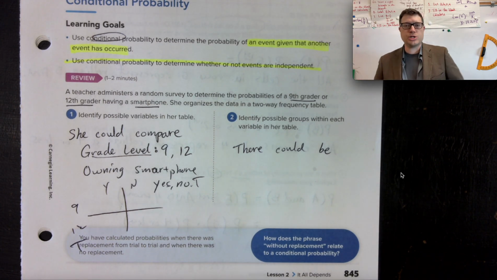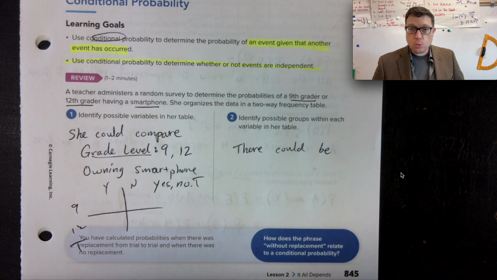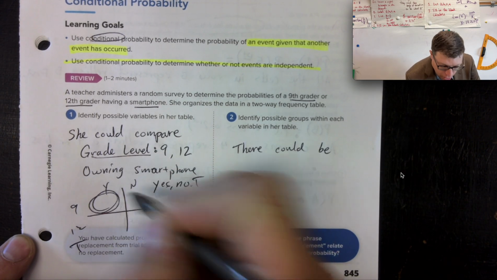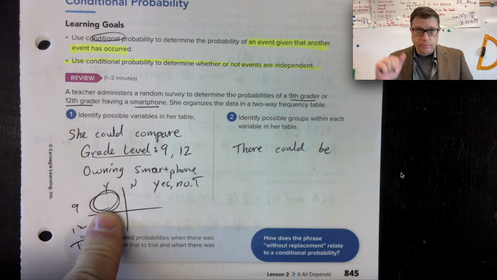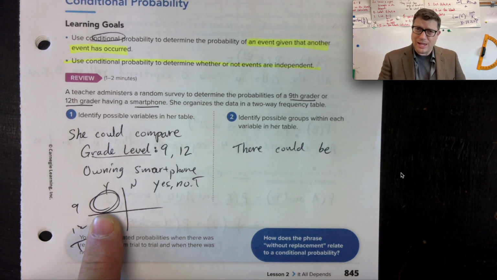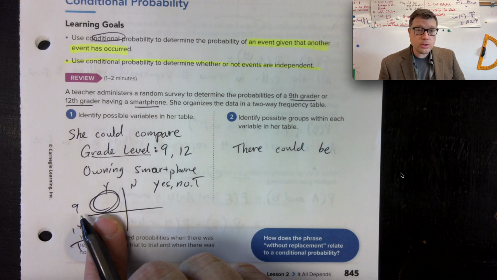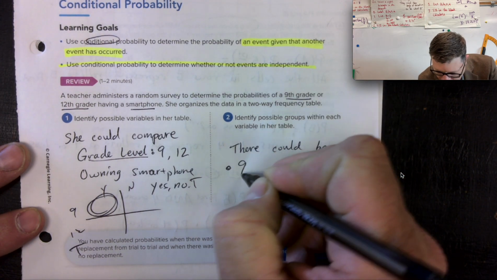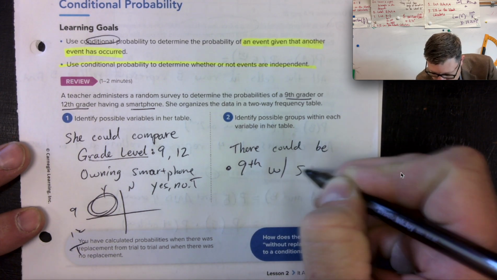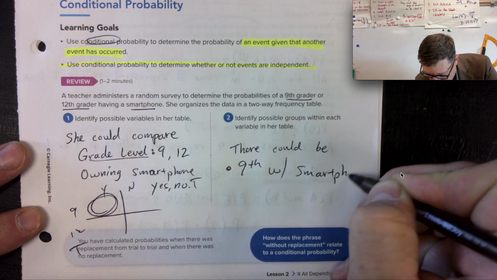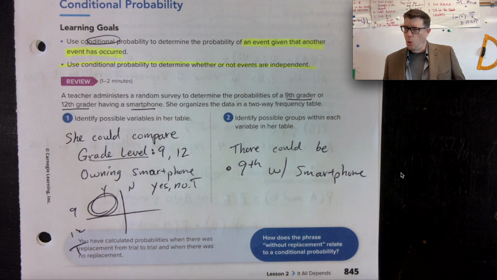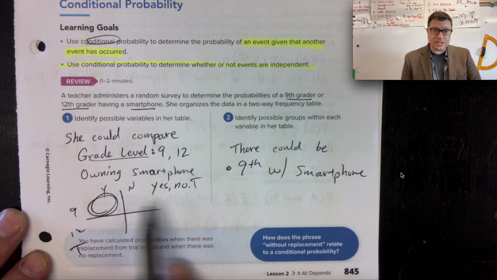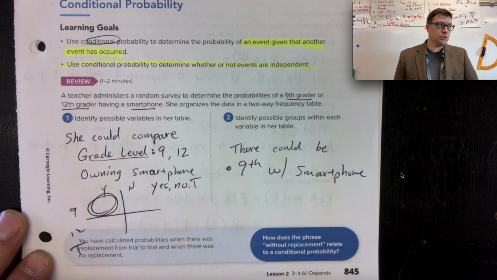In the second question, identify possible groups within each variable of her table. Well, let's say that this is a group in the table that we've created right now. Who would go in that? A 9th grader who does own a smartphone. So let's go ahead and write that down. The first one could be a 9th grader with a smartphone. Now, there are 4 different categories, right? 4 different groups within this table because there's 2 by 2. 2 times 2 is 4.